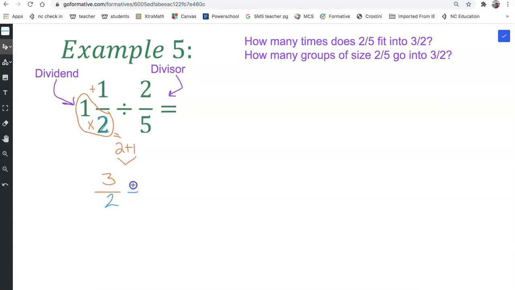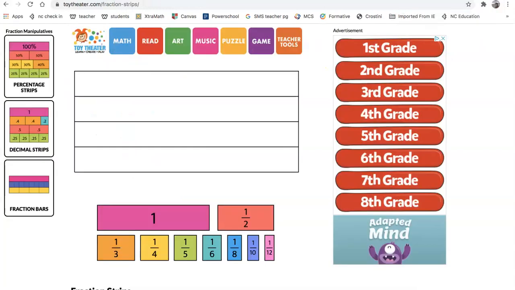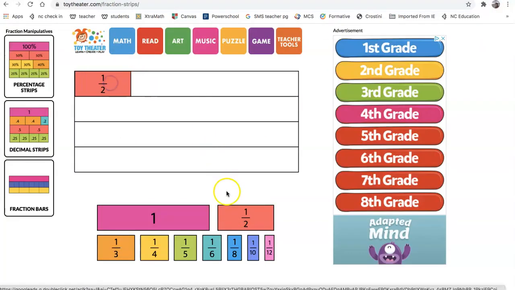Now I don't need to change the 2/5, so I'll just bring this 2/5 down. So the divisor remains 2/5. And now I'm going to read the questions we're supposed to be thinking about. How many times does 2/5 fit into 3/2? Another way to say the same question would be, how many groups of size 2/5 go into 3/2?